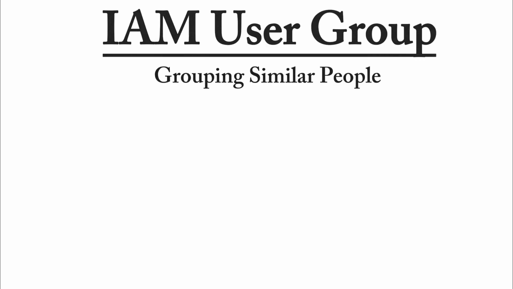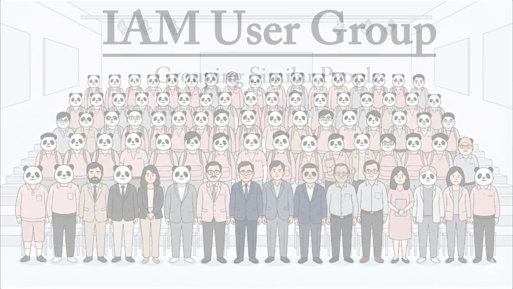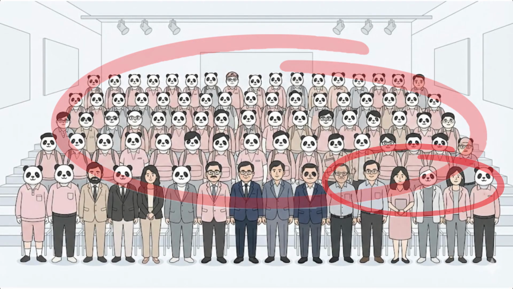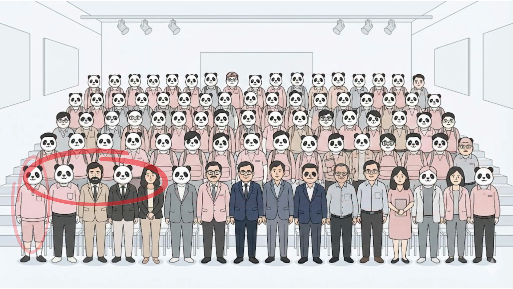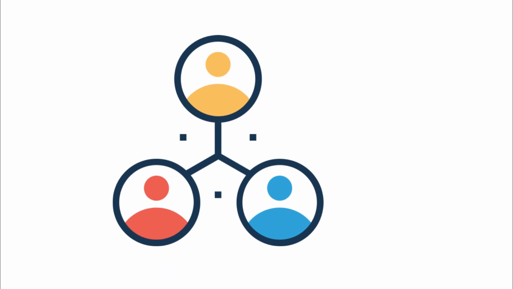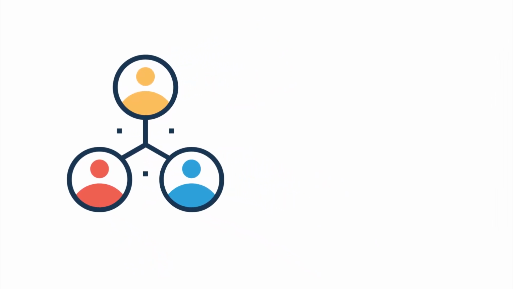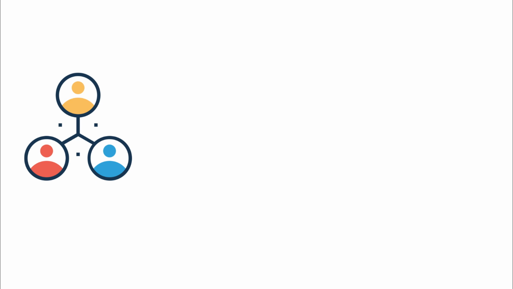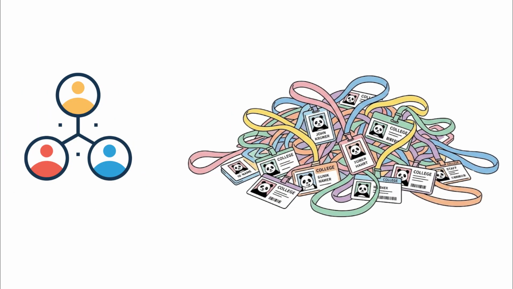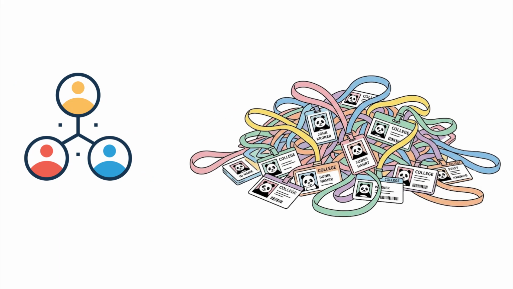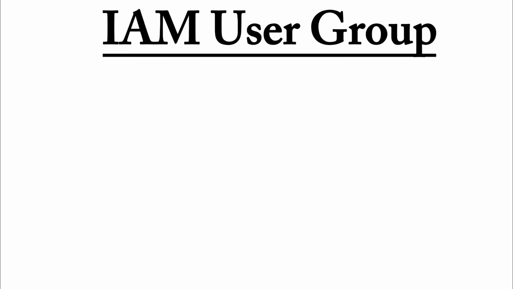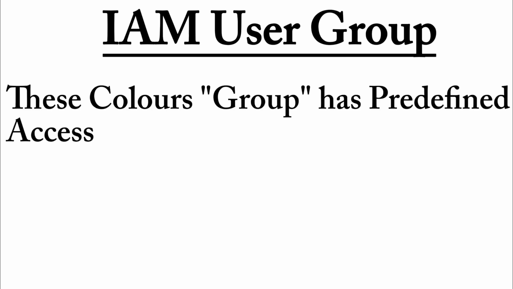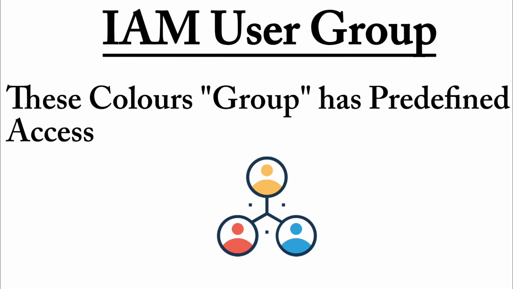IAM User Groups, grouping similar people. In colleges, people are grouped as student groups, teaching staff, non-teaching staff, maintenance group, admission groups, and so on. Each group gets a specific ID card color. You would have seen in your college, each department has a different color of ID card, or students in their hostels have a different color compared to the day scholar students. These colors have predefined access. In AWS, this is called the IAM User Group.